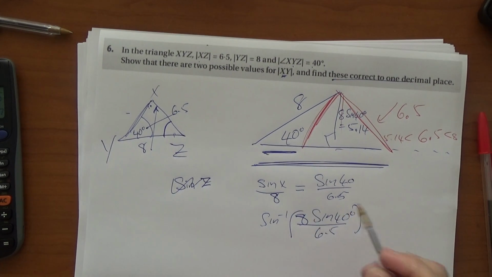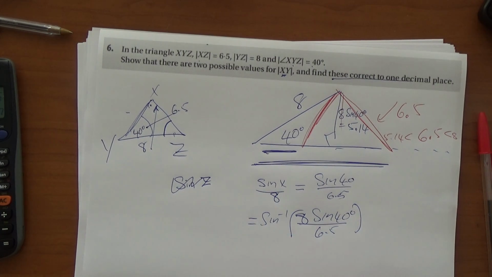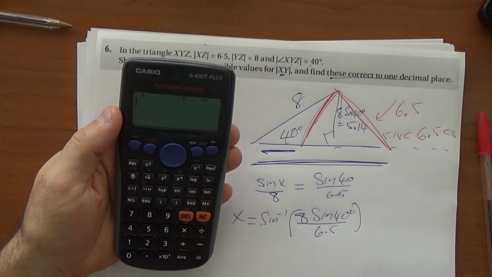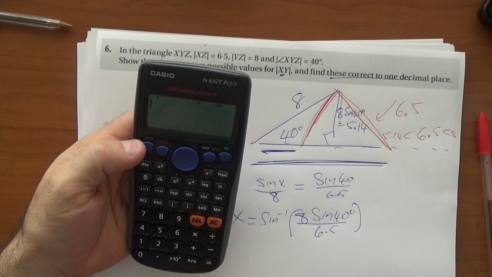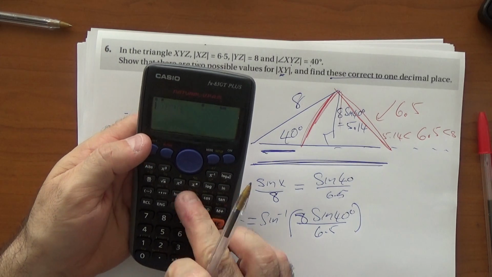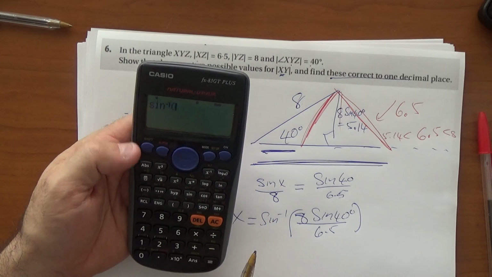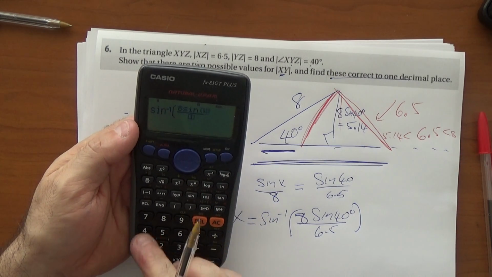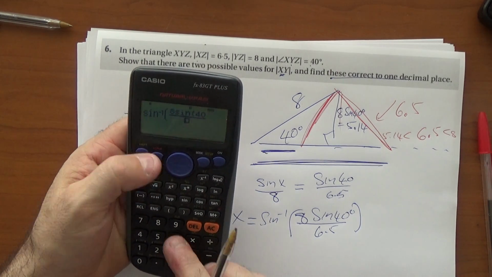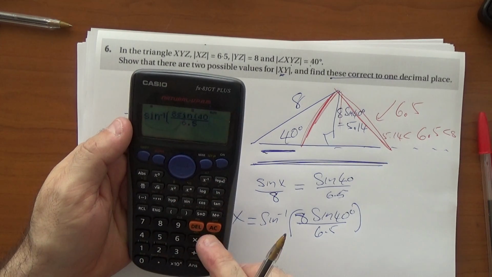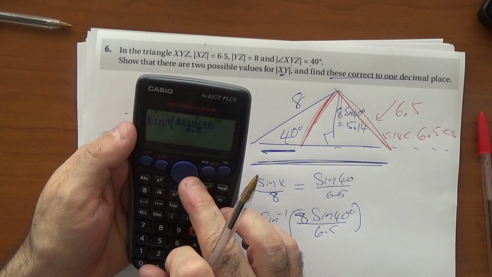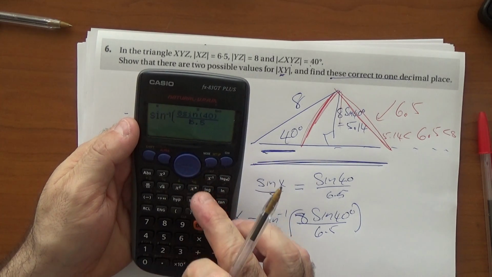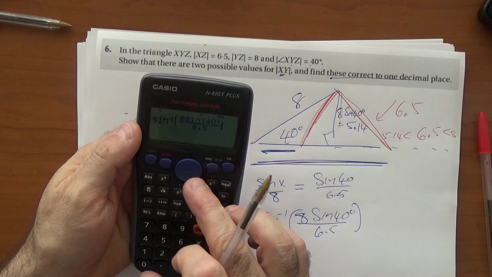Notice how much time you're spending on your pen getting that angle x, not on your calculator. The calculator should only be picked up for the last little bit. So we go inverse sine, fraction bar, 8 sine 40, down to 6.5. I have a few things to do here now. I have to close the argument, plus close the bracket for the fraction.